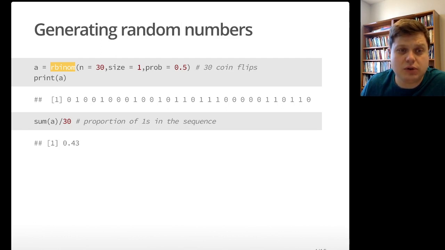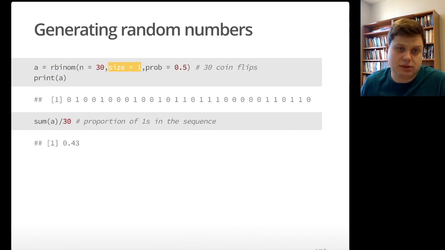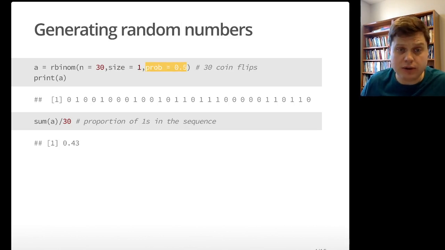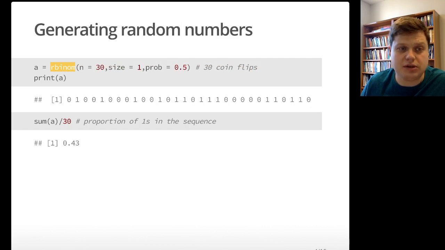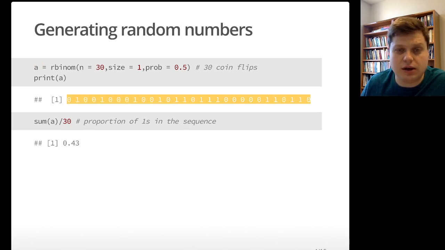And we say, okay, we want to simulate 30 experiments, n equals 30. Size equals 1 means in each experiment we flip the coin only once. And probability of 0.5 means we're flipping a fair coin with 50% chance of observing heads, which is equal to 0, and 50% observing tails, which equals 1. So once we run this rbinom command, it will generate a vector, and we write the result into this vector A. And as you see on the screen, it's just a vector with zeros and ones. There are 30 of them here.